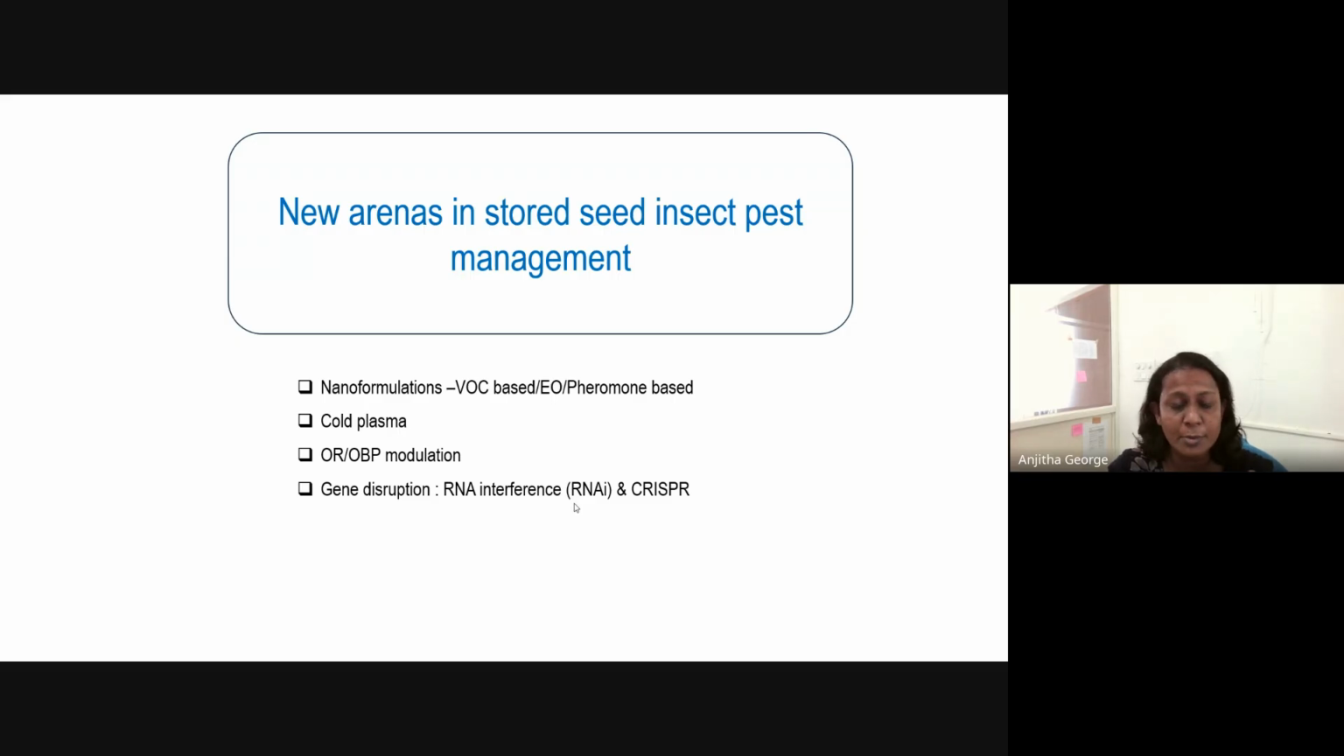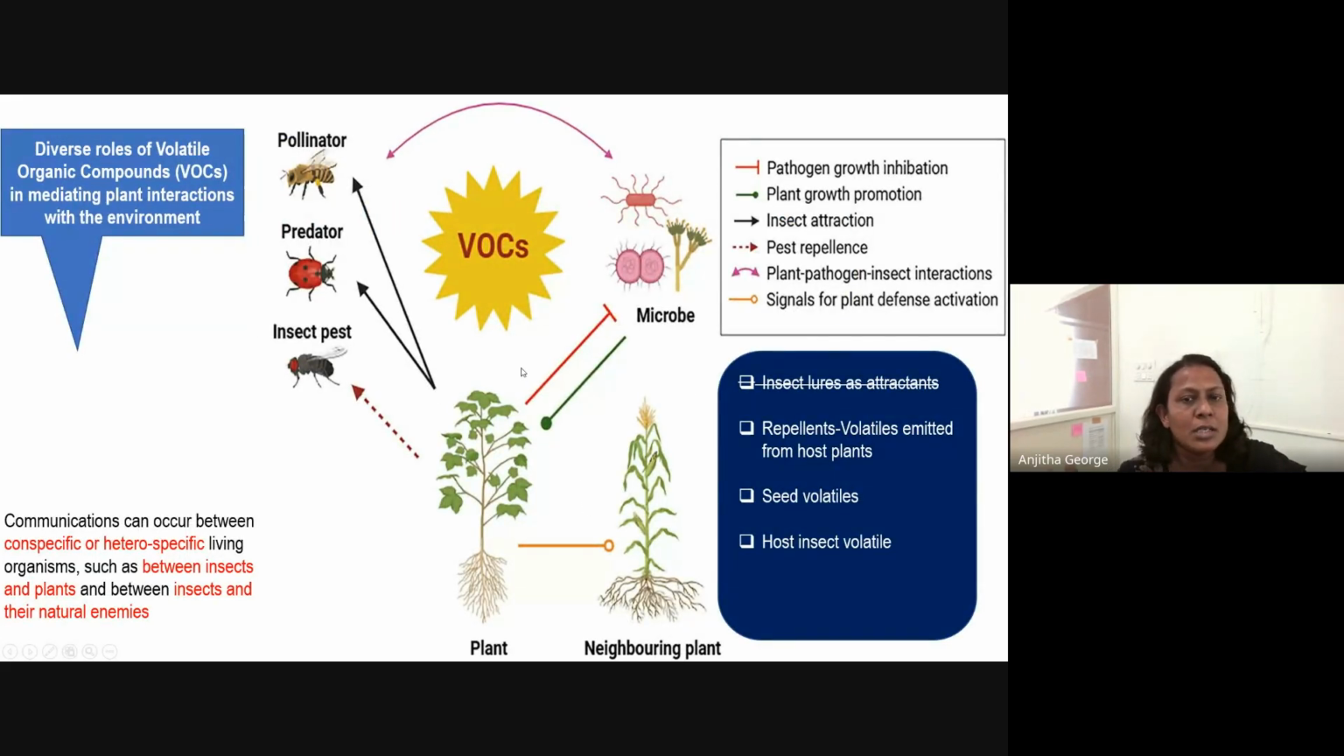Then another terminology you might have heard is cold plasma. And the third area we can use is the odorant receptor or odorant binding protein. These are part of the insect antenna which we can manipulate for the management of insect pests. So first, I would like to give you an idea: what are the volatile compounds and what is their role? Volatile compounds can be used for intra-communication as well as inter-communication.